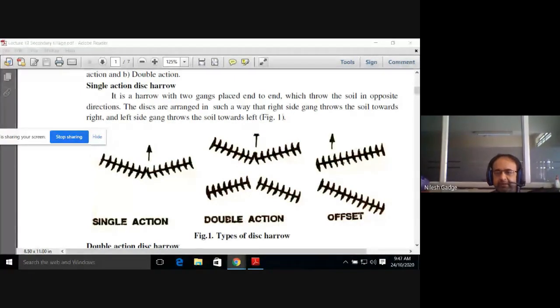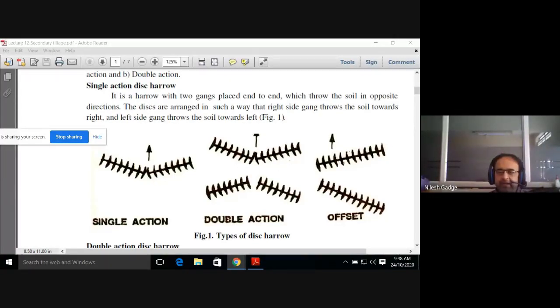आता ऑफसेट डिस्क हॅरो मध्ये बघा तुम्हाला अपोजिट दिसतात, त्यांचे डिस्कचे अरेंजमेंट अपोजिट आहे, पण त्याचं थ्रोईंग ऑफ द सॉइल ओनली टू द लेफ्ट ऑर राईट हे होईल, पण दोन्ही बाजूला नाही, ट्रॅक्टरच्या फक्त राईटला असेल किंवा फक्त लेफ्टला असेल, म्हणजे अरेंजमेंट ऑफ द डिस्क. आता इथे लाईन ऑफ द पूल कुठं आहे, डबल ऍक्शनला सेंटरला. पण ज्या वेळेला दोन्हीच्या दोन्ही गँग राईटला जोडलाय किंवा लेफ्टला जोडलाय, सो द लाईन ऑफ द ऍक्शन विल बी टू द राईट ऑफ द ट्रॅक्टर, ऑर इफ द गँग्स आर अरेंज्ड ऑन द लेफ्ट ऑफ द ट्रॅक्टर देन द लाईन ऑफ ऍक्शन ऑफ द डिस्क हॅरो विल बी टू द लेफ्ट ऑफ द ट्रॅक्टर.